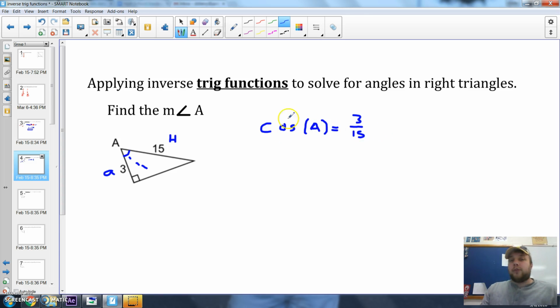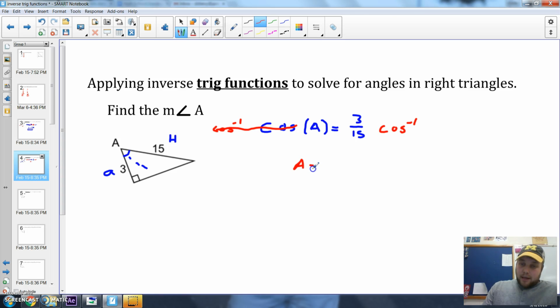How do I get rid of cos A? Actually, I don't want to get rid of A. I want to get rid of cos. How am I going to get rid of cos? Cos inverse. See how easy this is, guys? Got to do cos inverse on both sides. That will knock out the cos and leave the A.